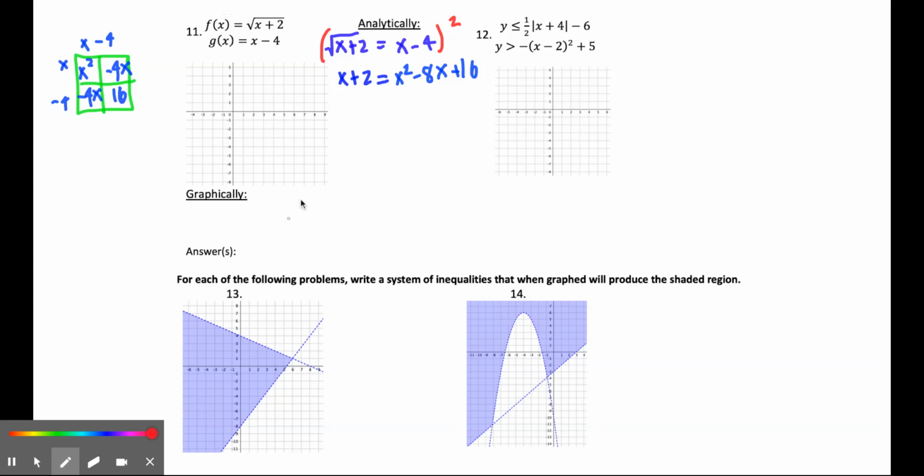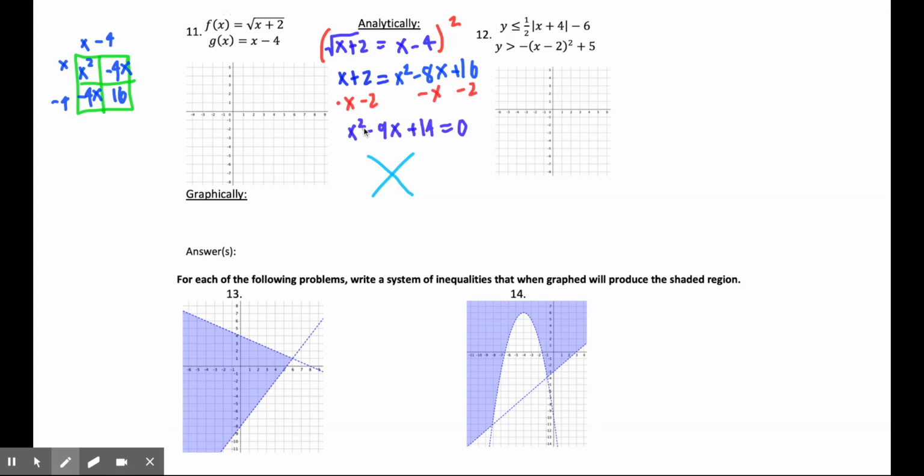And since you get a quadratic, you want to set it equal to 0. And then you get x squared minus 9x plus 14 equals 0. Ooh, and that one does factor. Yay! You can do the easy factoring because there's nothing in front of the x squared. So you put 14 here, negative 9 here, negative 7, negative 2. And then you get 2 and 7.